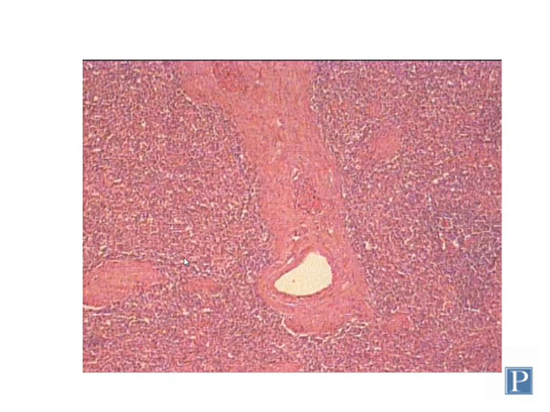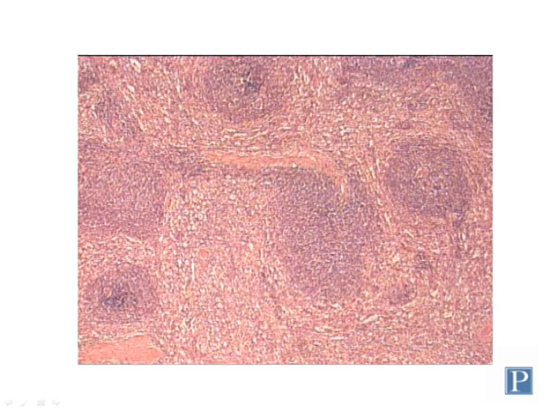For the structures we've discussed so far, make sure you can distinguish trabeculae and trabecular arteries from central arteries and periarterial lymphatic sheath and lymphoid nodules containing B cells.